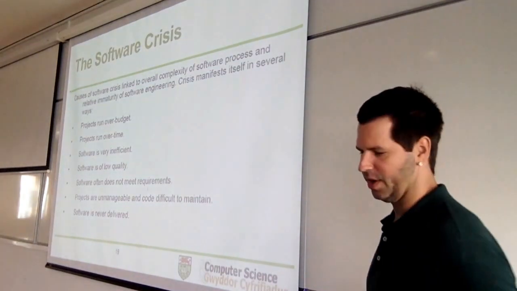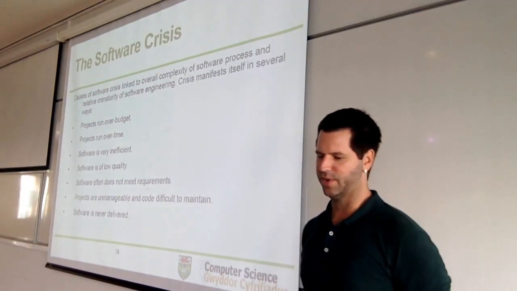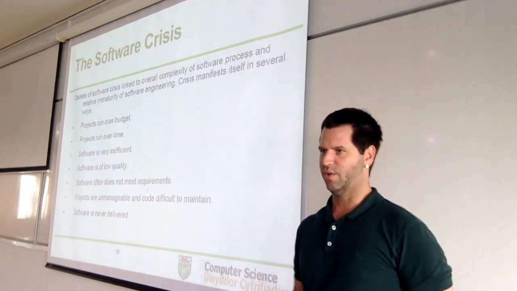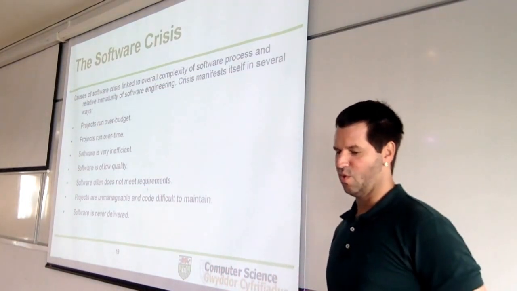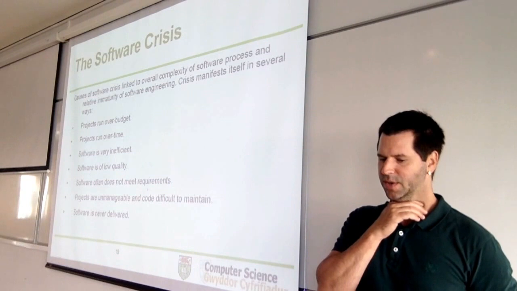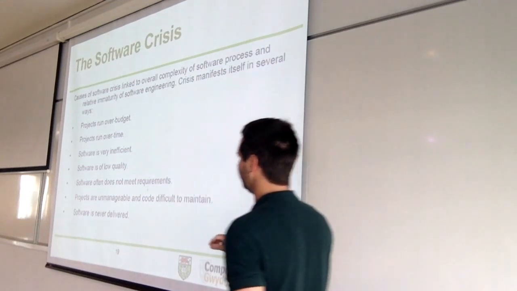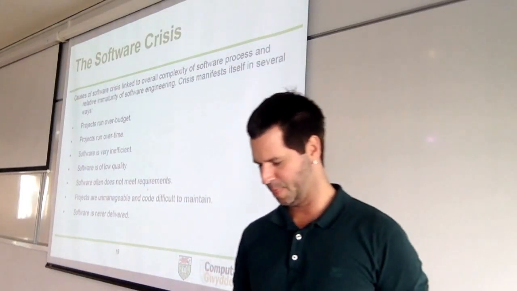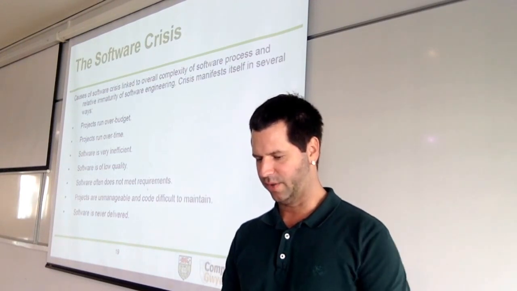The causes of the software crisis are linked to the overall complexity of software processes and the relative maturity of software engineering. The crisis manifests itself in several ways. Projects run over budget. Projects run over time. Software is very inefficient. Software is of low quality. I think we can all think of our own personal experiences. Software does not meet the requirements, and so on. Software is never delivered. This happens more often than you think. That's part of the pull the plug business. We can see the software crisis all over the place.